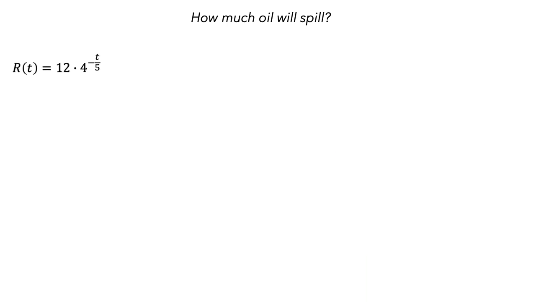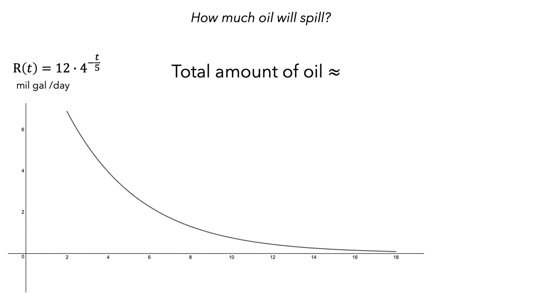Let's think about this situation graphically. To approximate the total amount of oil that spills, we'll use a left Riemann sum. We're starting at day 2 and going up to day 18. First, we have to divide the 16 days into intervals. We'll start by using 8 intervals. Since we have 8 intervals and we're using a left sum, the bounds of the sum will be 0 and 7.